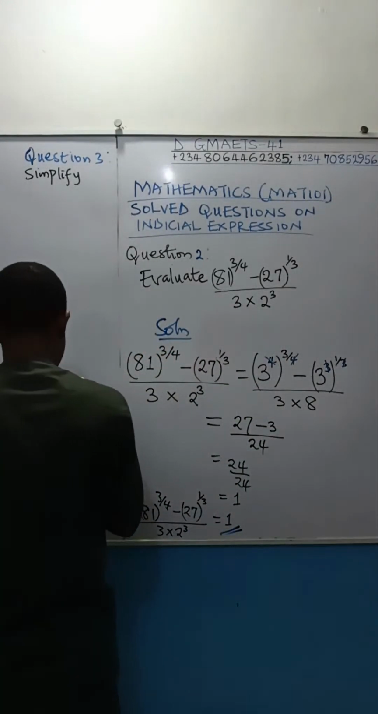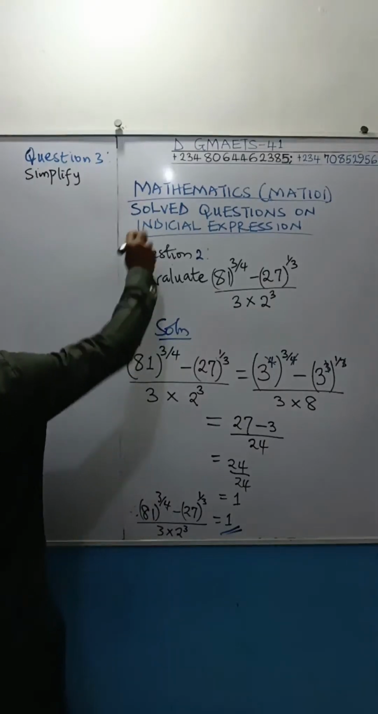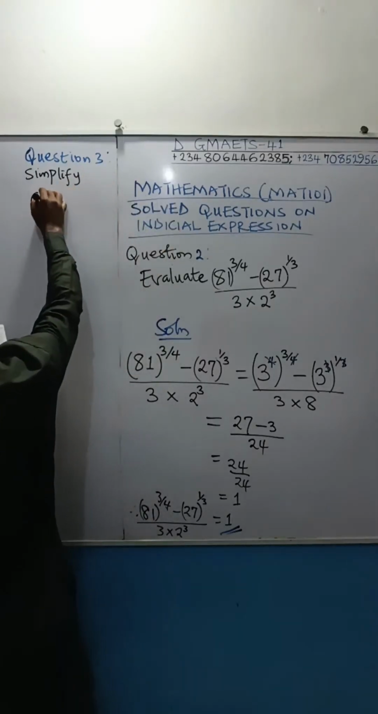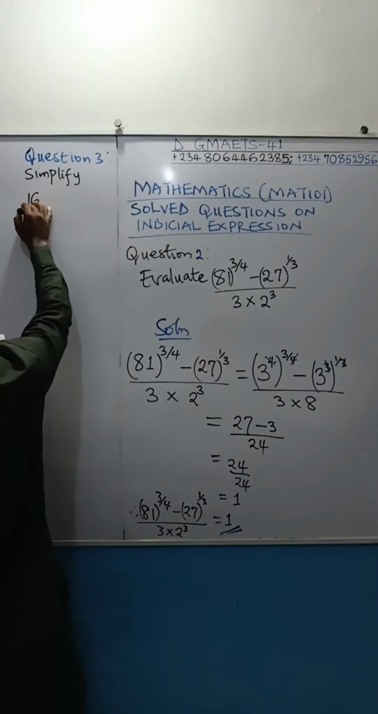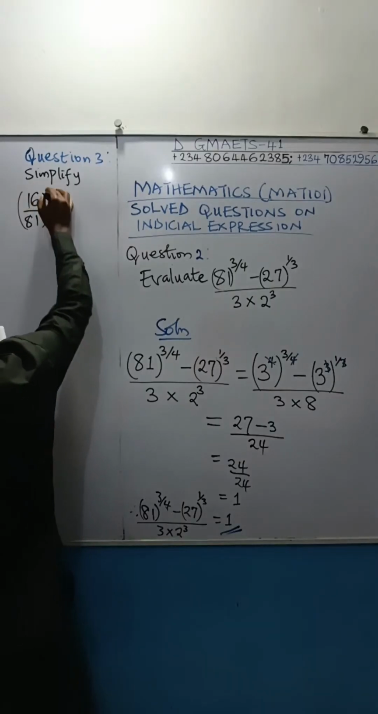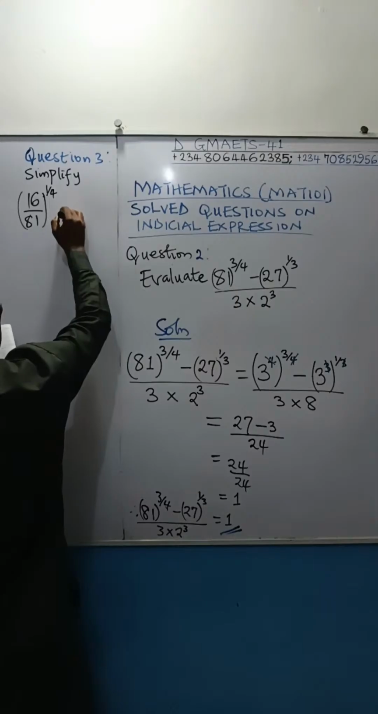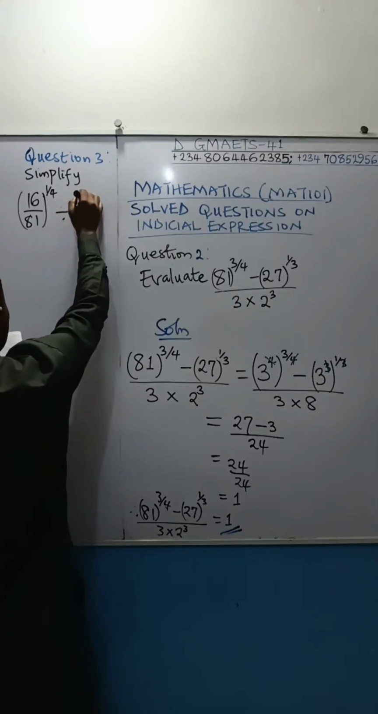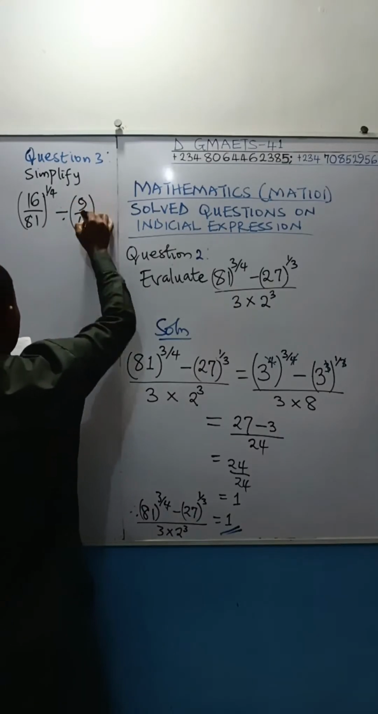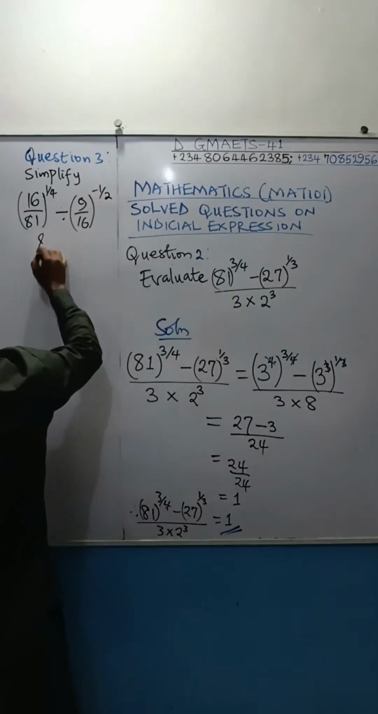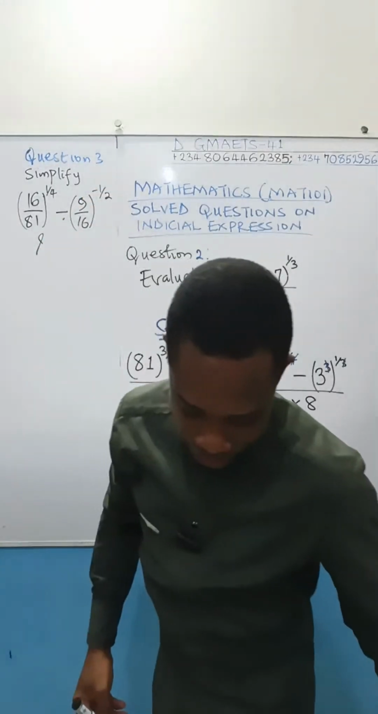We are looking at example 3. We are asked to simplify 16 over 81 raised to the power of 1 over 4, then we're dividing this by 9 over 16 raised to the power of minus 1 over 2. Please, I am going to be pretty fast in solving this question.